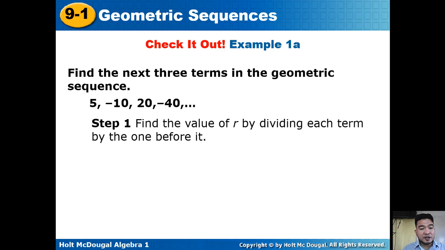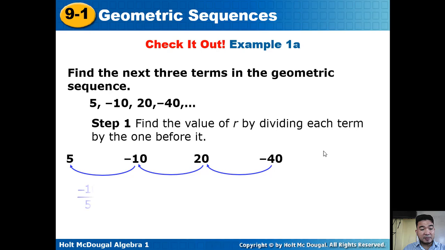Okay, our first step is to find the common ratio by dividing two consecutive terms. So you will have this. Negative 10 divided by 5 is equal to negative 2. 20 divided by negative 10 is negative 2. So the common ratio is negative 2.